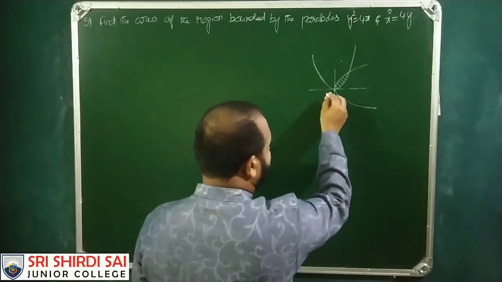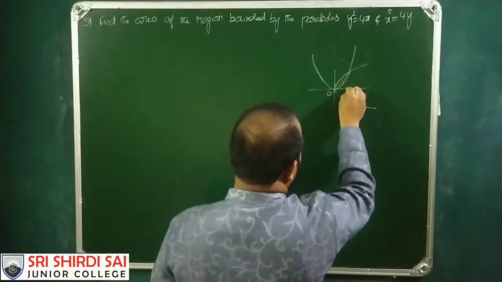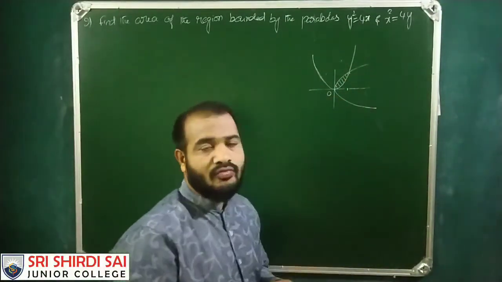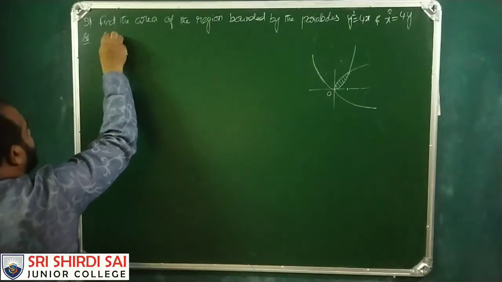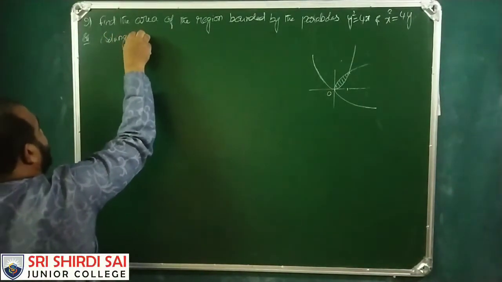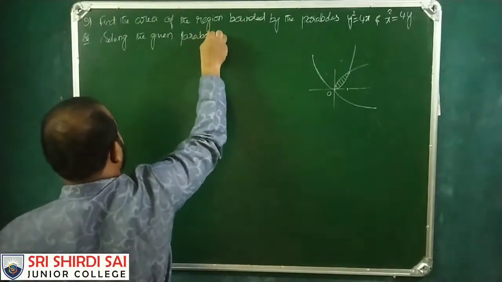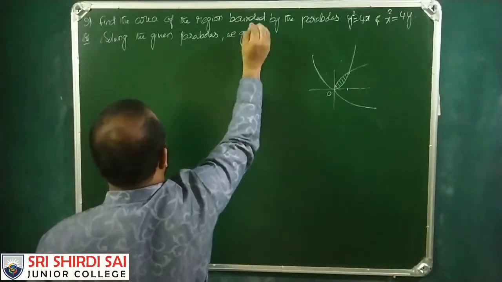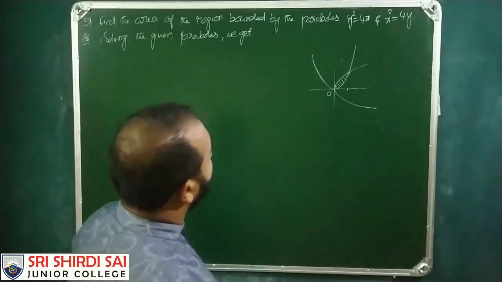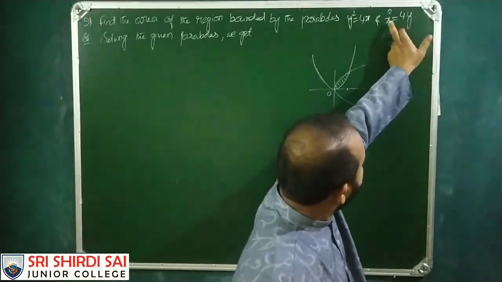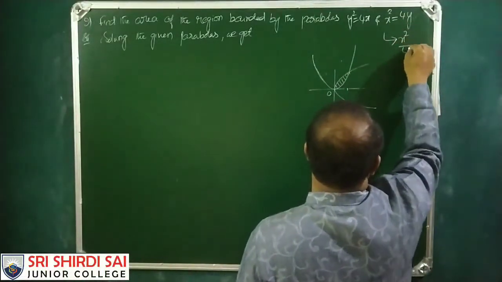two curves are intersecting at the origin and this point. That means this point of intersection we need to find out, for which let us solve them. Solving the given parabolas, we get y square equals 4x and x square equals 4y. So here from this, y is equal to x square by 4.